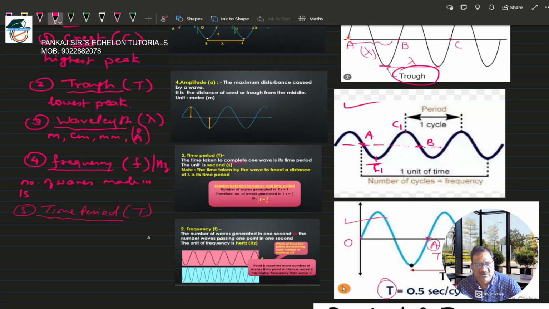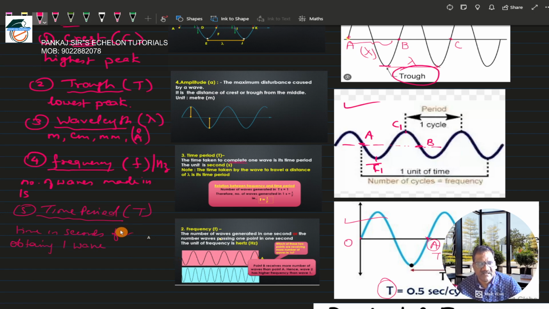So what is time period? You must have understood now. Time period is the time in seconds for obtaining one wave, just a single wave.